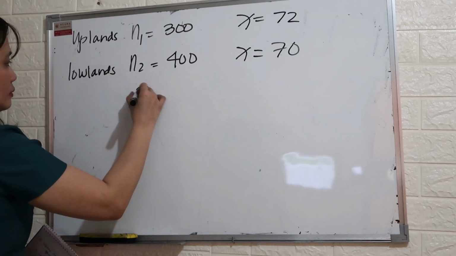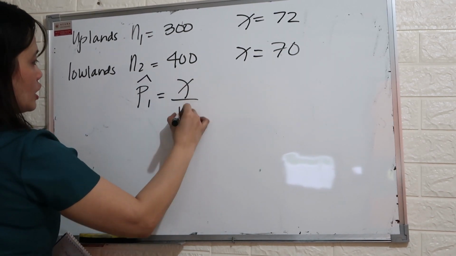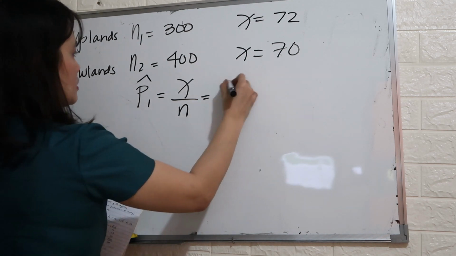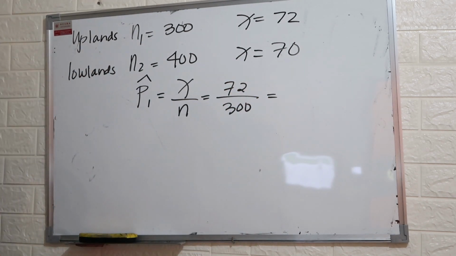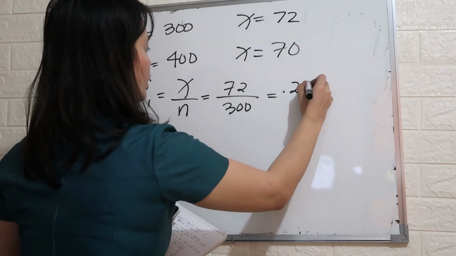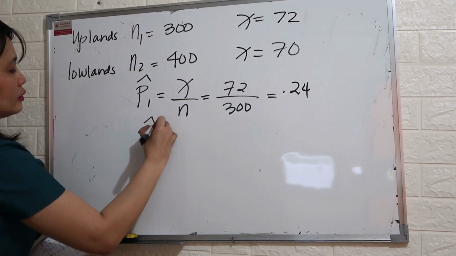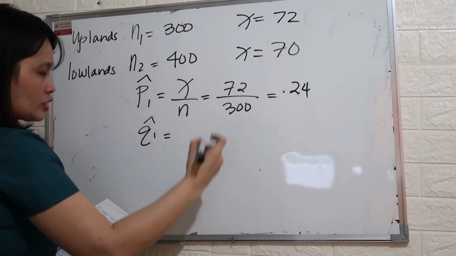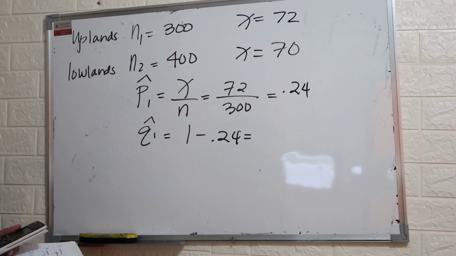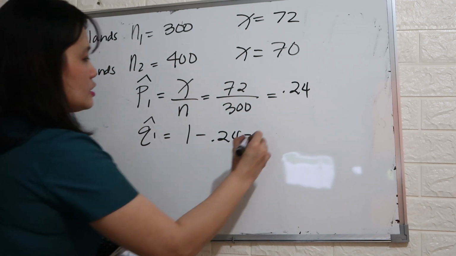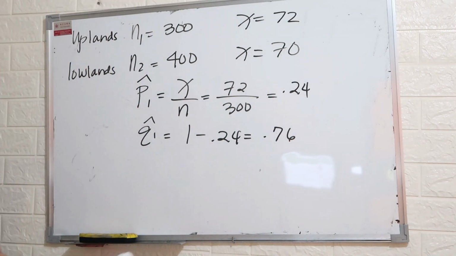To solve for p hat sub 1, that will be s over n. So you have 72 over 300, 72 divided by 300, which is 0.24. Next, q hat sub 1, just simply subtract: 1 minus 0.24, so you have 0.76. Then repeat the process.